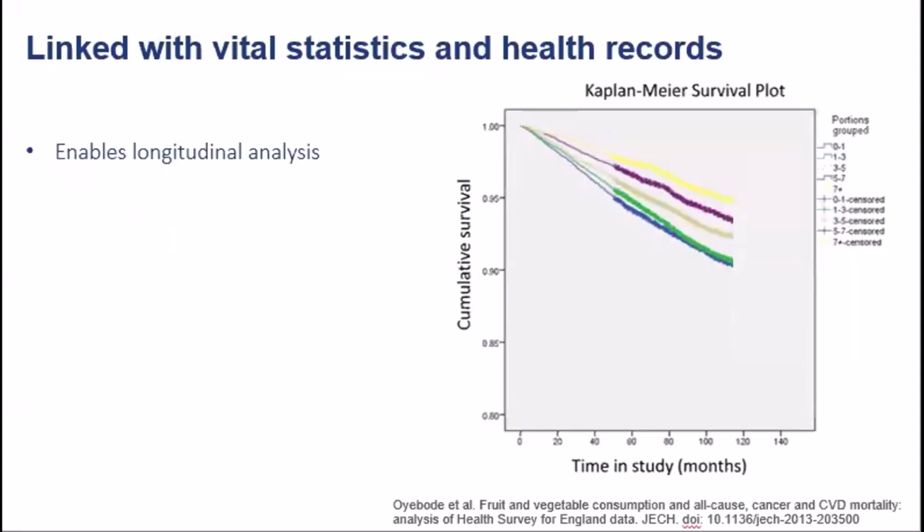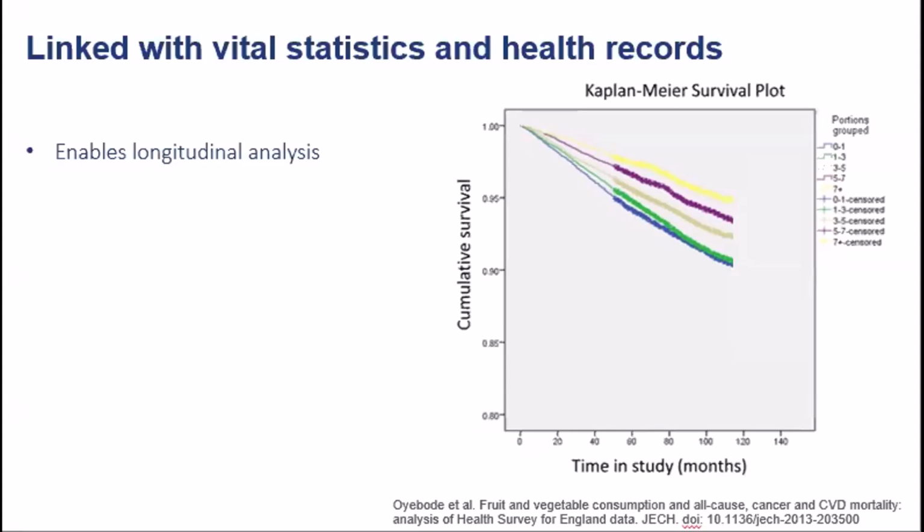Okay, and then finally, just to mention that the people who take part in the Health Survey for England are asked for consent for their data to be linked to vital statistics and also health records. And this means that although the Health Survey for England is generally cross-sectional, I mean, it's used cross-sectionally often, or it's the trends, so that kind of series of cross-sectional studies, we can also do longitudinal analyses.